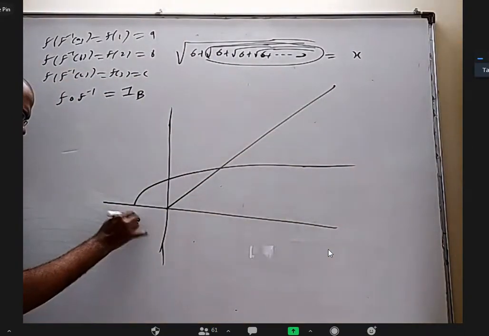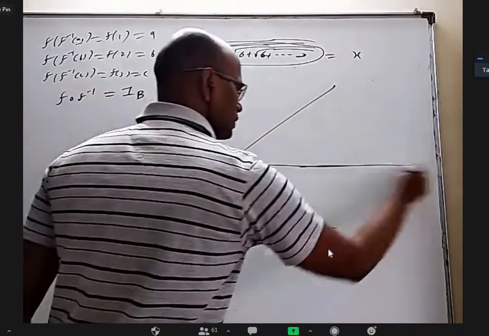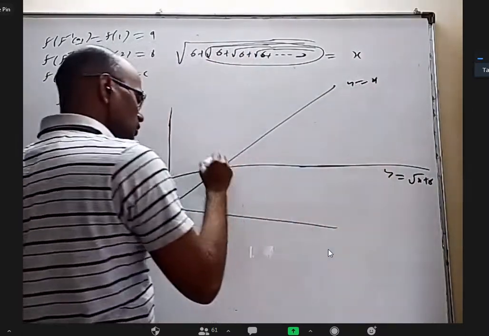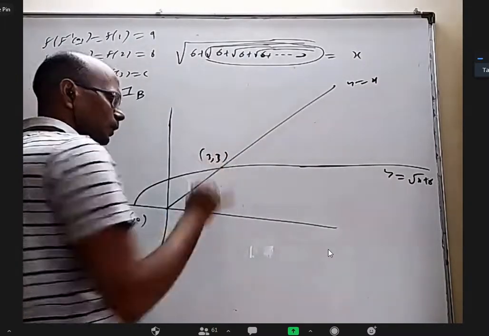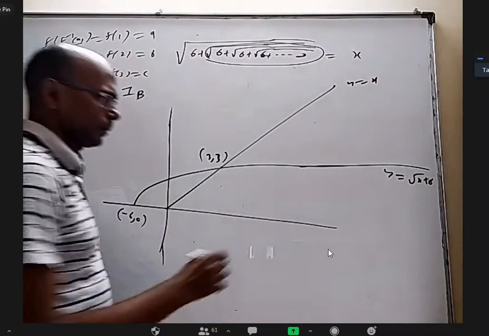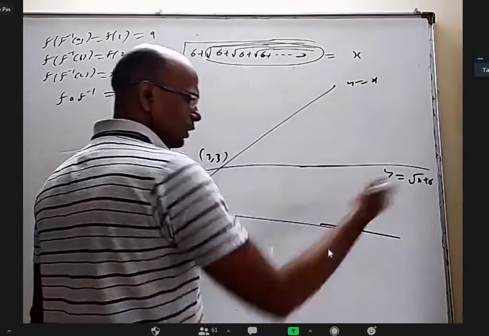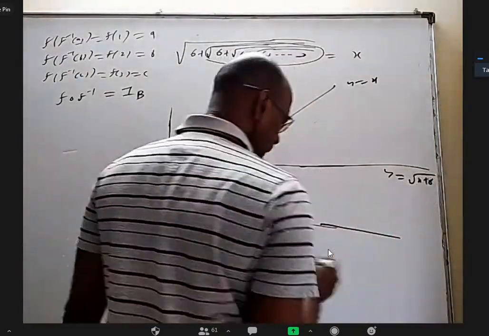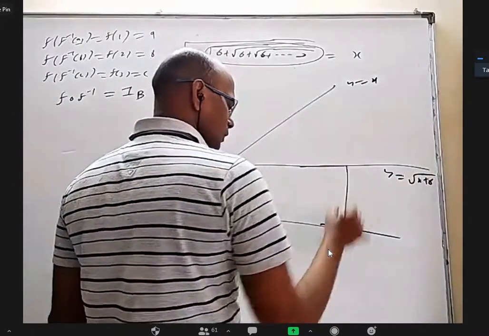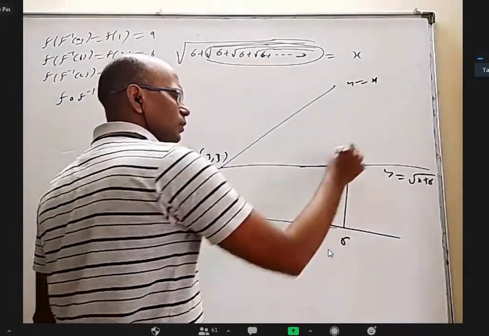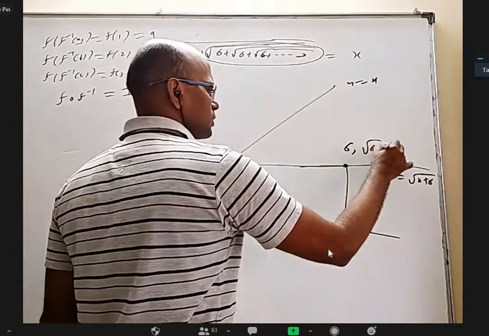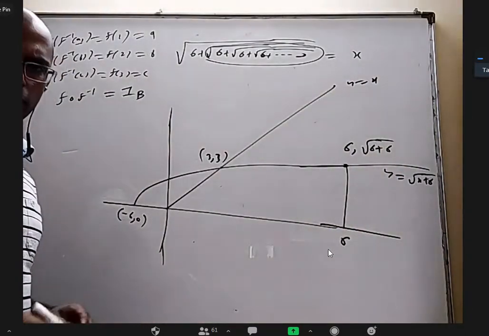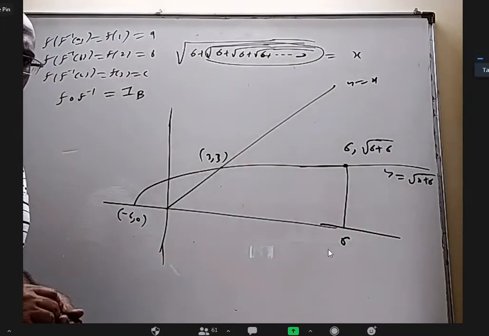This is minus 6 comma 0. This is y equal to root x plus 6. This is y equal to x. This point is 3 comma 3. Let us see what is happening. You can start with any number you want, not a big issue, but you can start with 6 also. If I start with 6, this point will be 6 comma root 6 plus 6. Am I right? Yes.